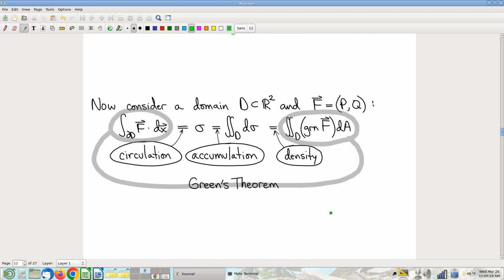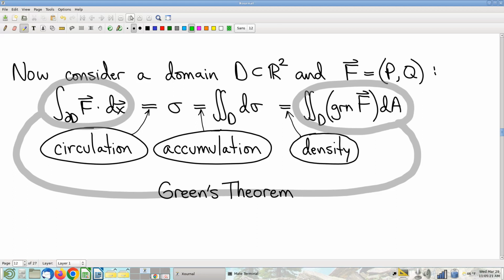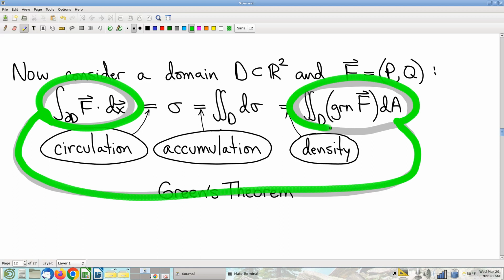And this is Green's theorem. Green's theorem says that boundary circulation is a double integral over the interior of Green's operator. And there you go. So, Green's theorem.